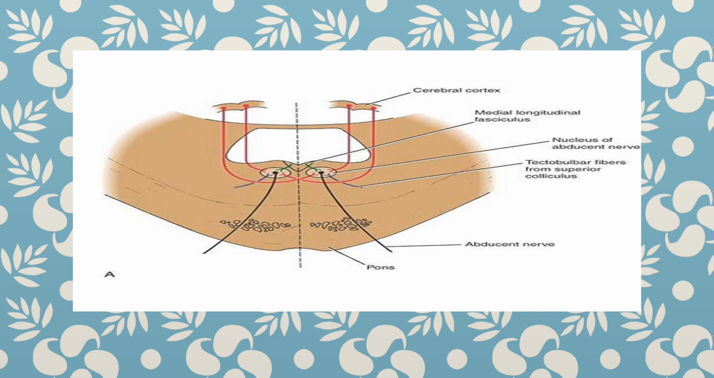Here you can see the cerebral cortex, from where the corticonuclear fibers reach the abducent nucleus from both cerebral cortices, both cerebral hemispheres. Find the tectobulbar fibers. They reach the abducent nucleus from the superior colliculus. Then you can also see here fibers of the medial longitudinal fasciculus. By these fibers, this nucleus is connected to the third, fourth, and eighth cranial nerve.